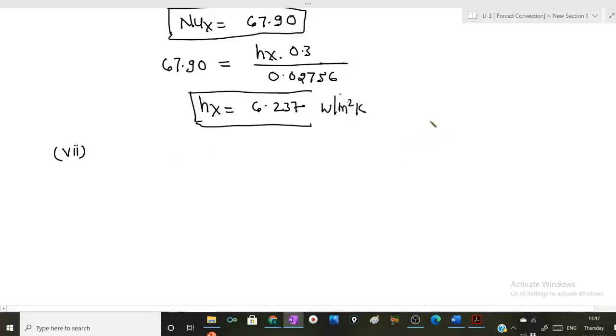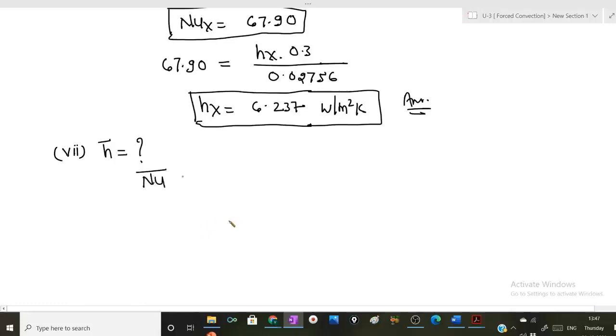Watt per meter square Kelvin. This is the right answer. Okay. Now the next point, number 7, is average coefficient of friction. I can find out the value of average coefficient of friction in a similar fashion.